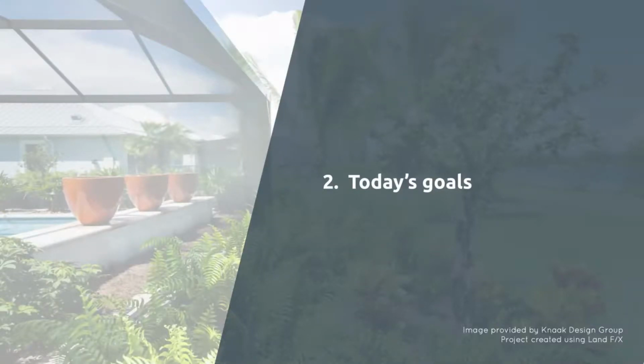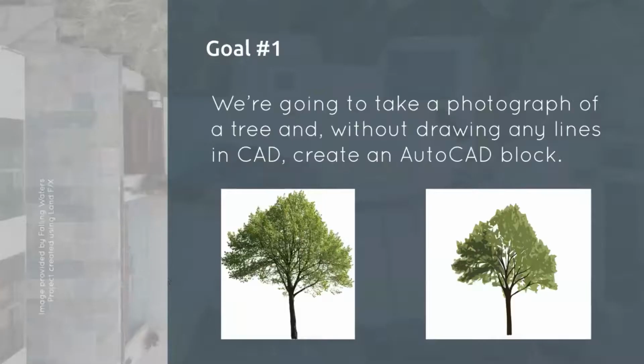So what are we doing today? The first thing we're going to do is run through this workflow of taking a photo of a tree, this photo here, and we're going to do some image manipulation to it and transform it into basically an AutoCAD block at the end, which you see on the right there.